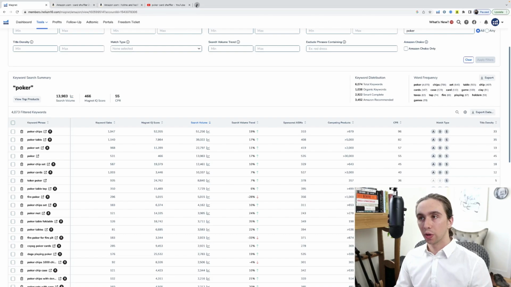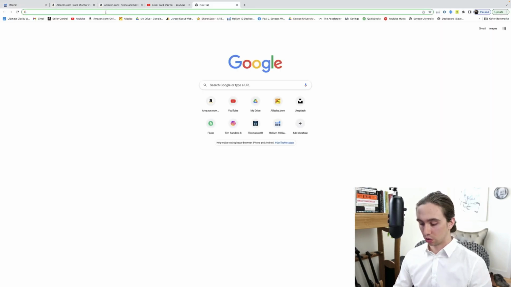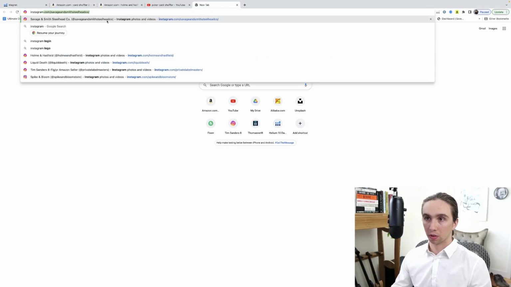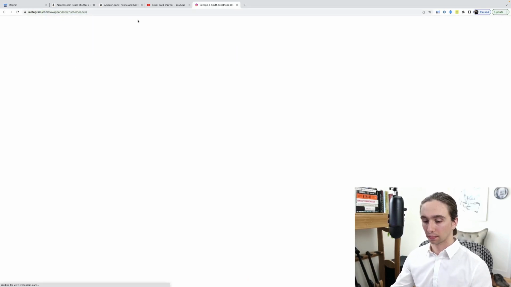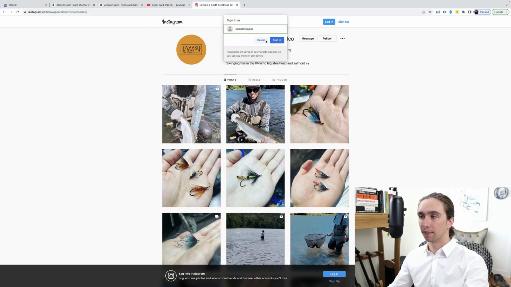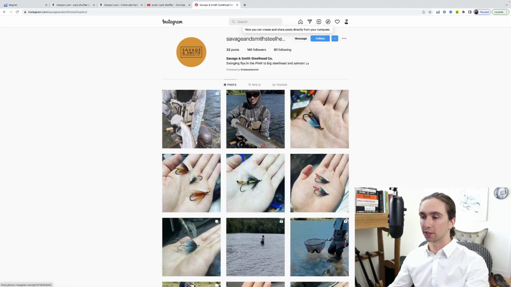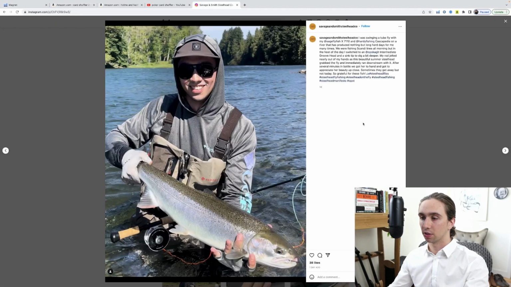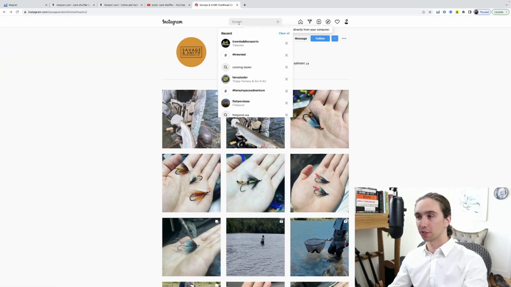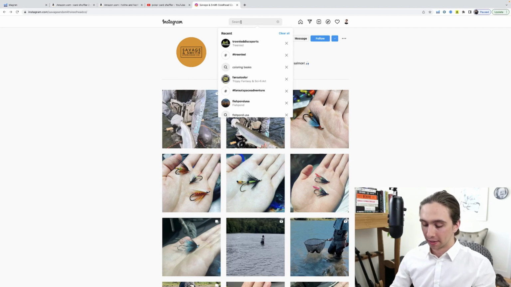And then lastly, you want to go see, let's go to Instagram. What we're going to do on Instagram, I'll go ahead and sign in. What we're going to do on Instagram is we are going to look for, that's a great steelhead. I just caught this yesterday, 2 days ago. Really proud of that fish. Anyway, you can follow Savage and Smith Steelhead Company if you want.